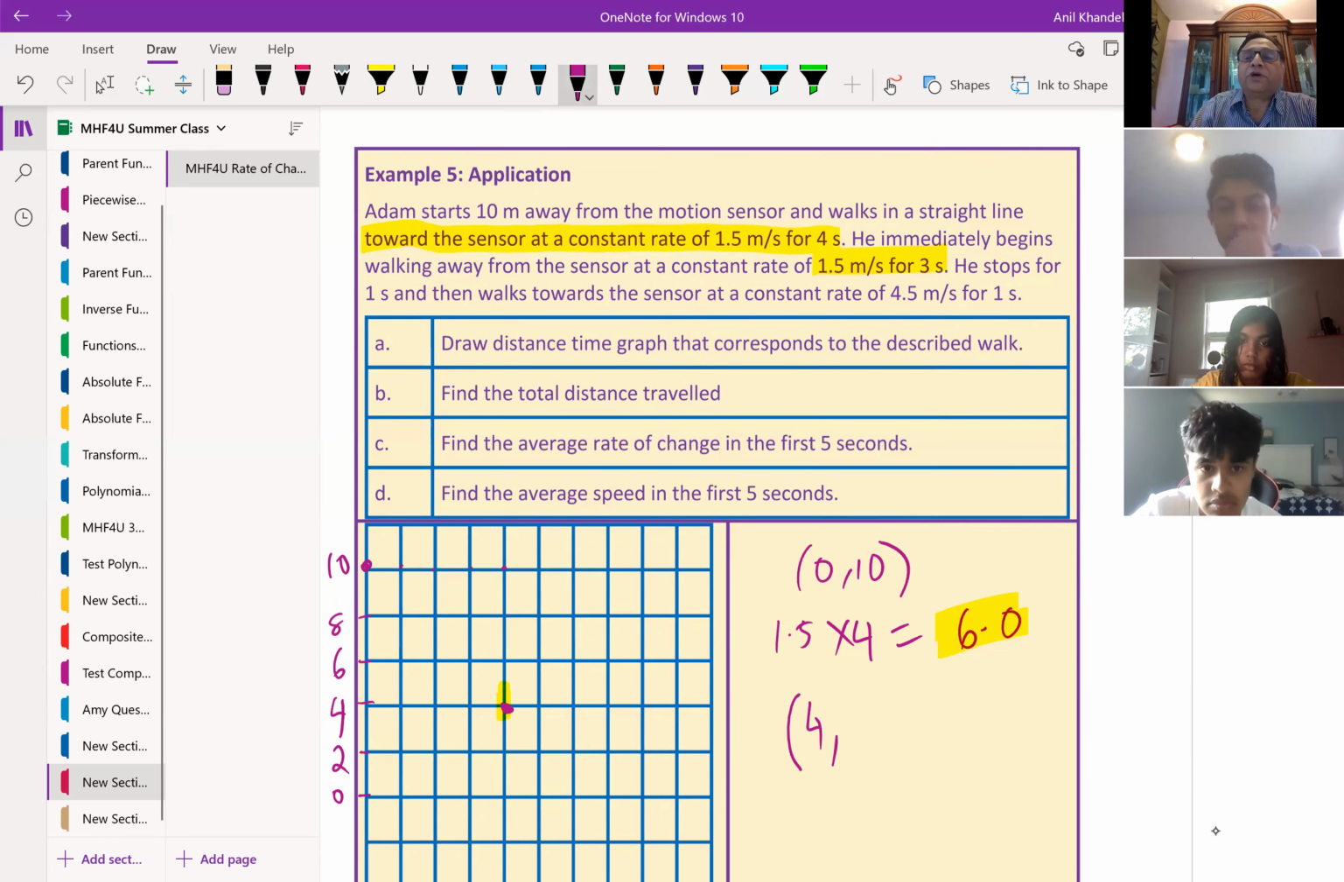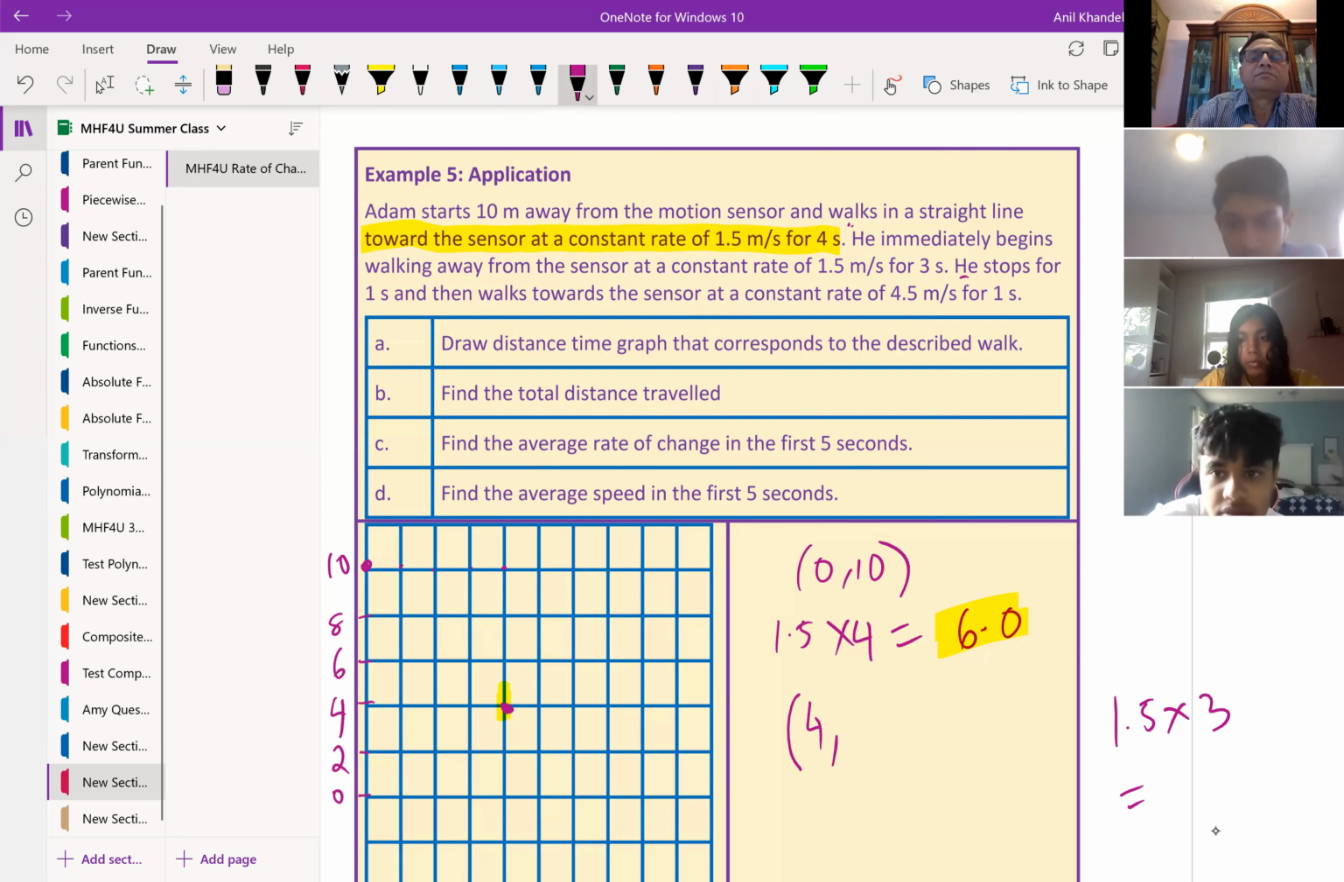Hamza, read and tell me the next point. We are here, not here. He immediately begins walking away from the sensor at a constant rate of 1.5 meters per second for 3 seconds. He stops for 1 second, then walks towards the sensor at a constant rate. So 4.5 meters. Let us stop at the first sentence, right? He immediately begins. Tell me, where will he be now?